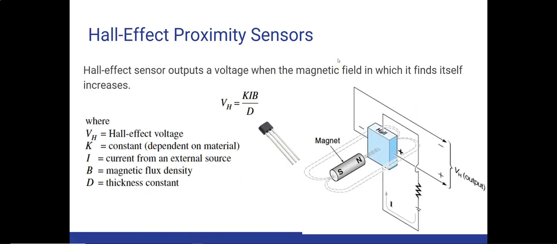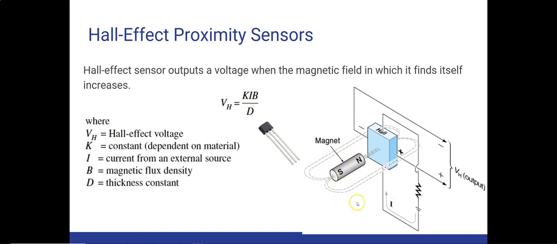Now next is the Hall effect proximity sensors. A Hall effect proximity sensor outputs a voltage when the magnetic field in which it finds itself increases. These sensors were discovered by the scientist Edwin Hall, and he discovered a special type of conductor and semiconductors which provide a voltage in the presence of a magnetic field.